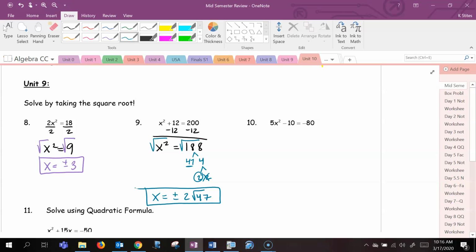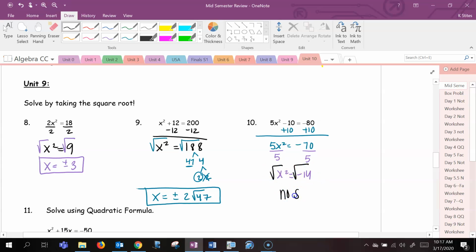Okay. All right, one more like this. Let's add our 10. Negative 80 plus 10 is negative 70. Okay, we can't square root yet. We're going to need to divide by 5. Negative 70 divided by 5 is negative 14, but some of you may have already noticed we can't take the square root of a negative. So we call this no solution, or no real solution.